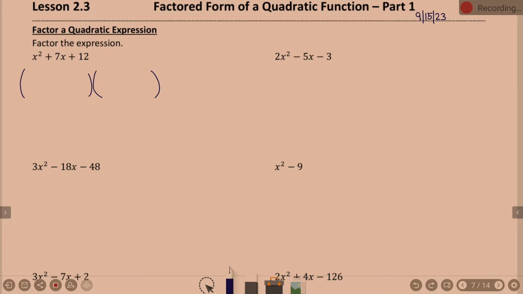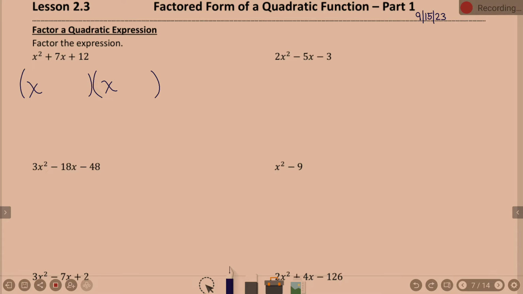Okay, what do we know about these 2 sets of parentheses? What's the first thing in each parenthesis? Do we know that? X. Because the first thing in each parenthesis has to multiply to be x squared. So x squared breaks up into x times x. What about my numbers? Thoughts of how we get there? Doesn't it have to add or multiply to 7? Mm-hmm. 3 times 4.